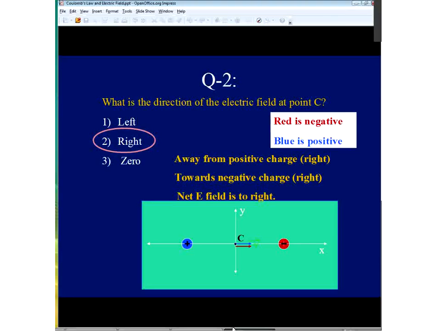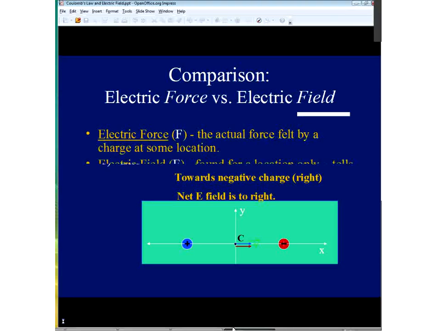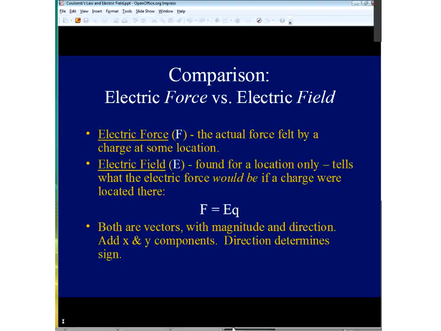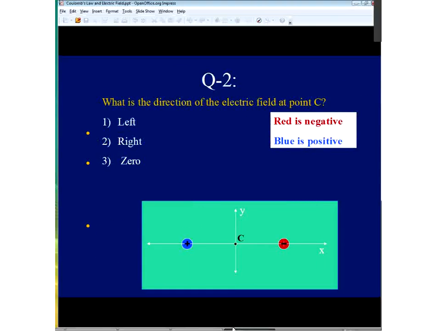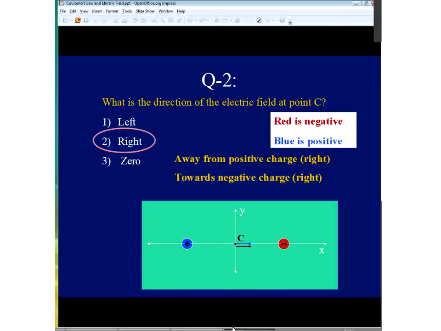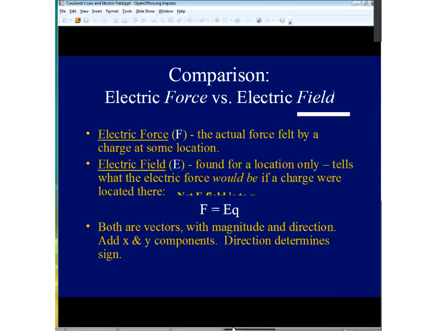Now you can see those arrows also. Both are on the right side. All right.